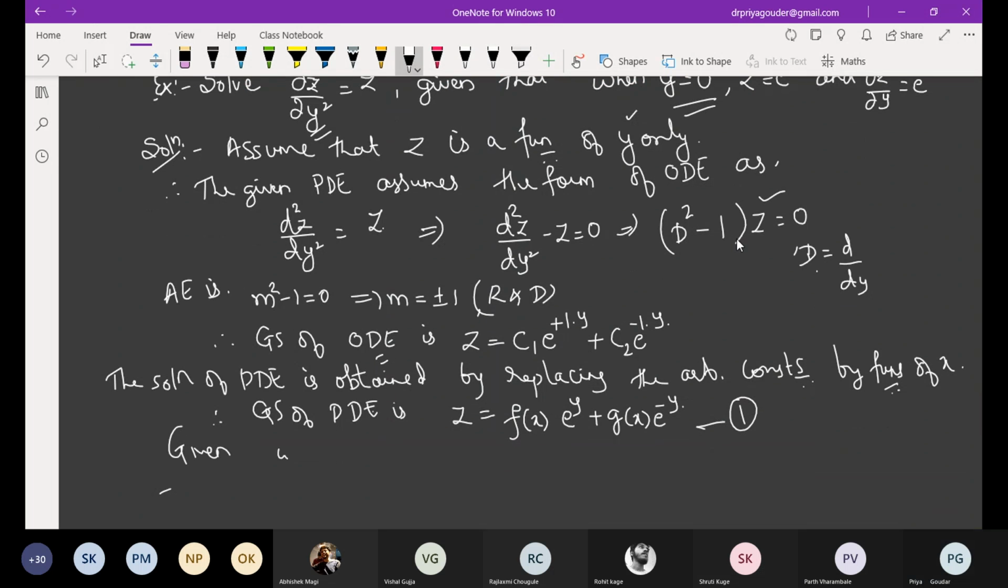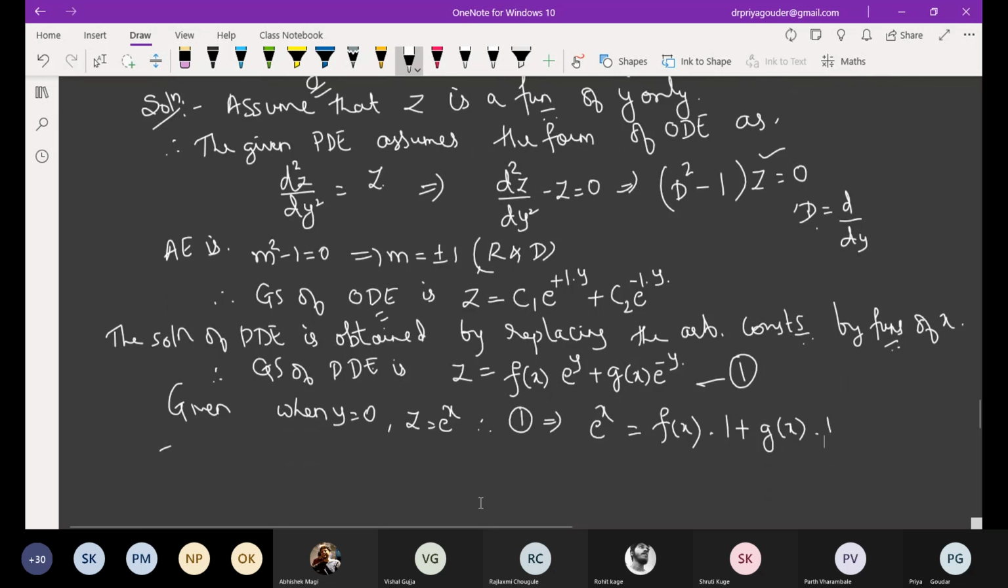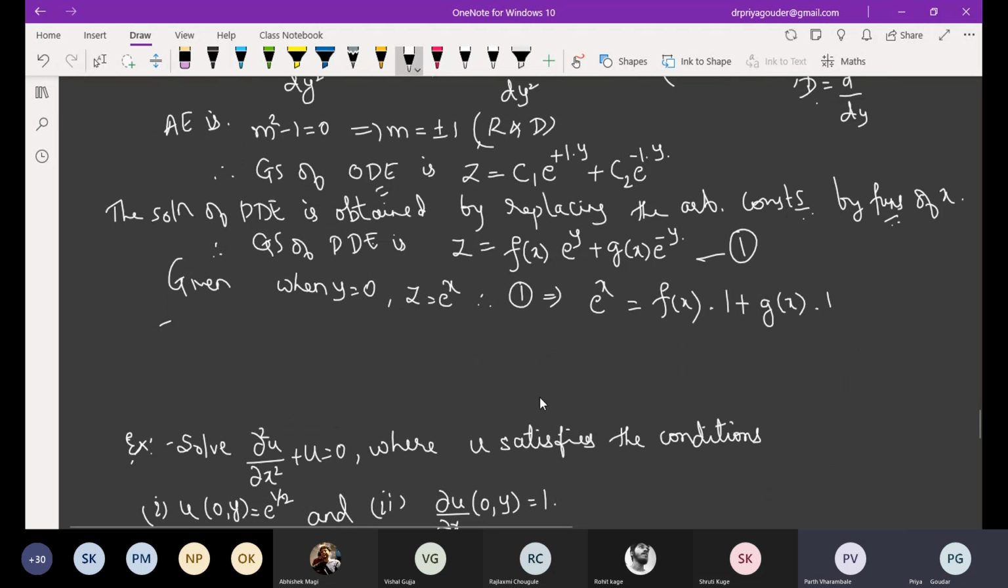Given when y equal to 0, z equal to e raised to x. Where can this be substituted? Very easily in equation 1. Z is e raised to x, which is equal to f of x as it is, since y is 0 means e raised to 0, which is 1. G of x e raised to minus 0 is also 1. Okay.